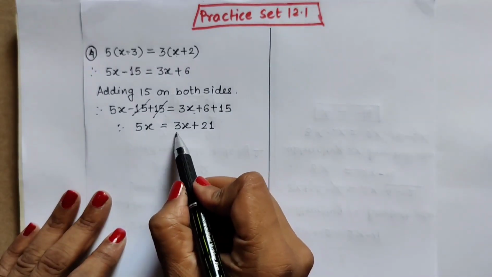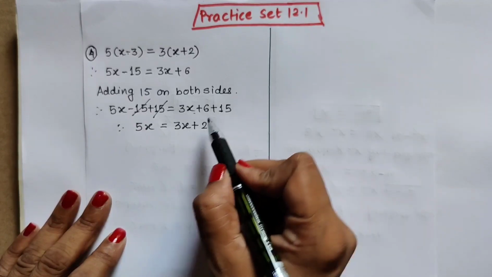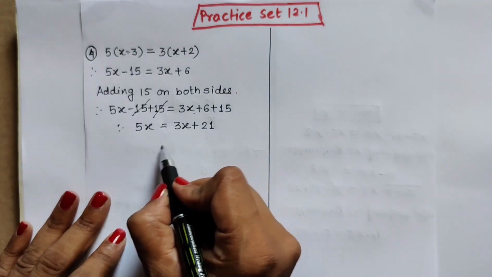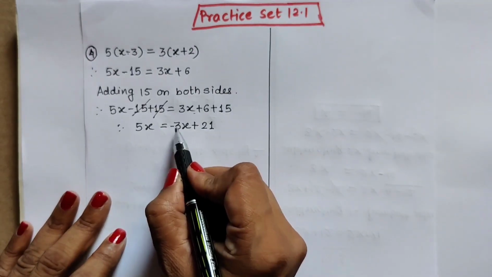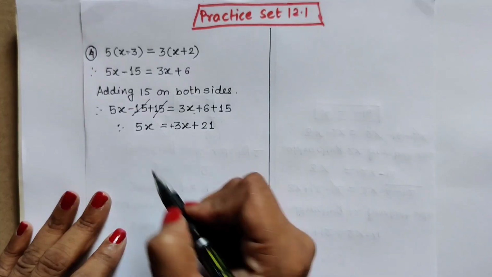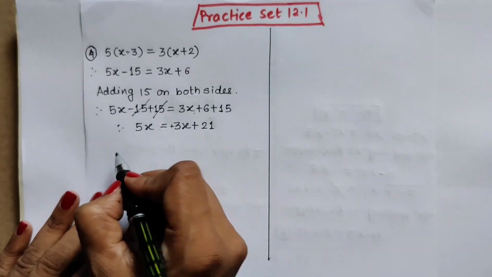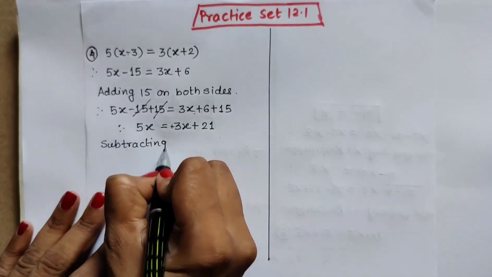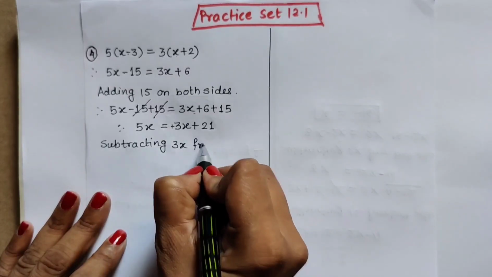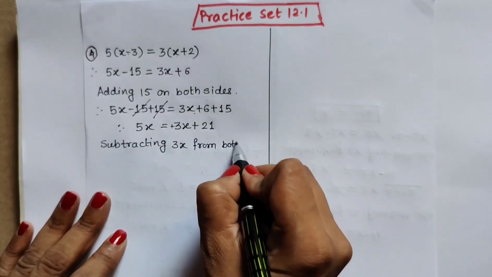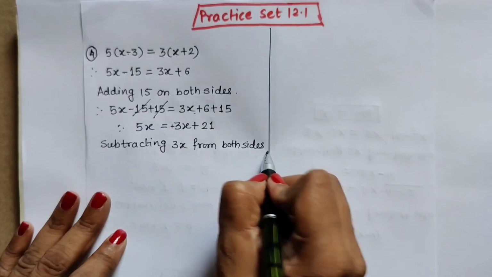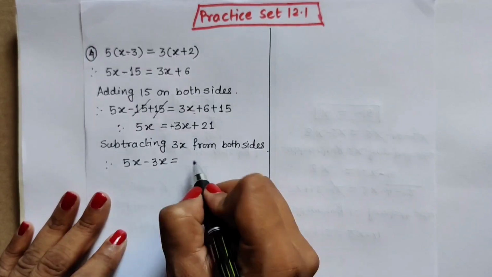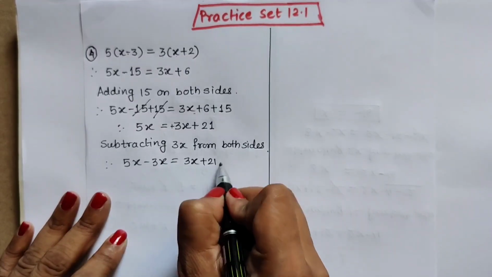Now we will transfer this variable term, 3x term, from right to left because left side is for variable. So this 3x we are going to transfer. Here the sign of 3x is plus, so when we transfer, it becomes minus. That means we have to subtract this 3x. So subtracting 3x from both sides, we get 5x minus 3x is equal to 3x plus 21 minus 3x.